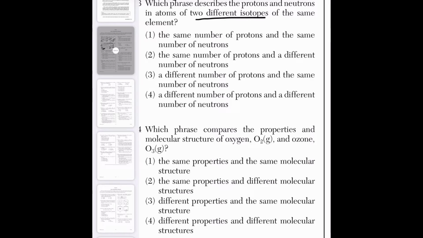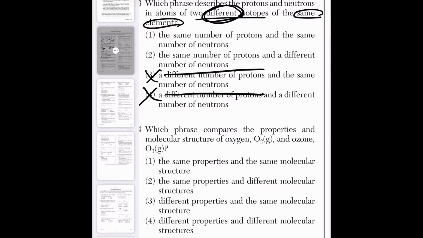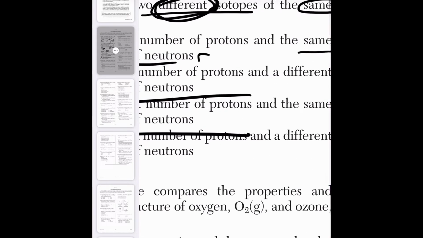Okay, two different isotopes of the same element. So the same element, what do they need to have to be the same element? The same number of protons. And they're two different isotopes, right? So they can't have the same number of neutrons because that would not be two isotopes.